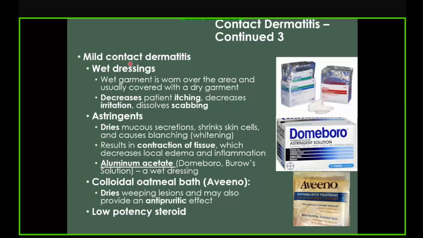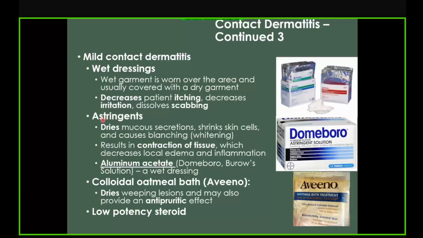So if somebody is presenting with mild contact dermatitis, again, I will tell you what they have. I'm not expecting for you to diagnose the patient on this. So somebody came and they had mild contact dermatitis. You have wet dressings, astringents, colloidal ointment, and low potency steroids that you can use. So again, with your wet dressings, your benefits are everything that's going to be in the bold. So pay attention to that. With your astringents, think of something that's kind of like your Domeboro, witch hazel type things.